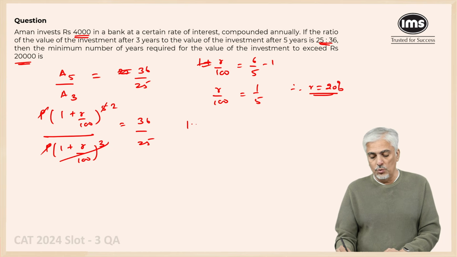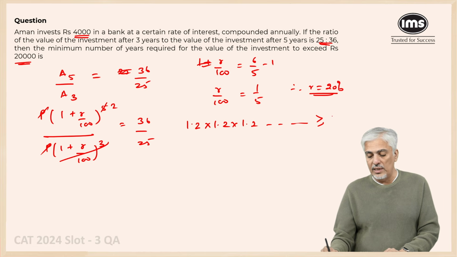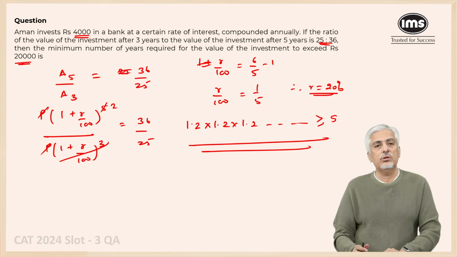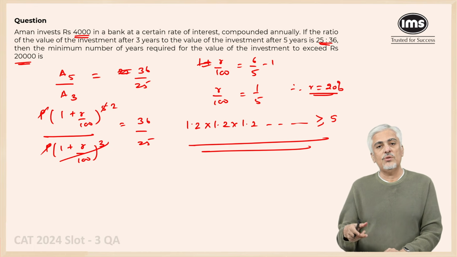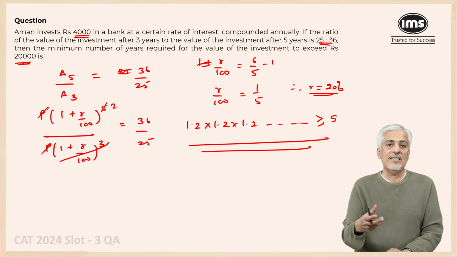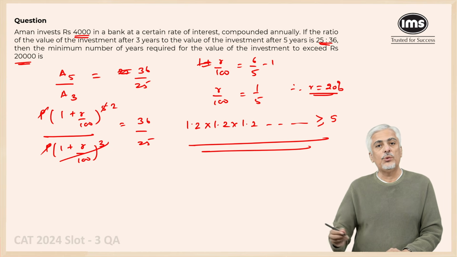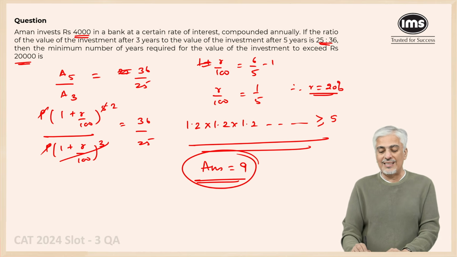So in short, you have to do 1.2 into 1.2 into 1.2. How many times does the answer become greater than or equal to 5? Because you wanted the investment to become, no need to even take 4,000. You just had to make it greater than or equal to 5. And you will realize when you do this, even if you have a regular calculator, if you have a scientific, you can use scientific. CAT has announced that they will give you a scientific calculator. But otherwise, you just have to keep multiplying 1.2 into 1.2 and you realize that the answer you're looking for is 9. Bad luck, there were no options for this question, which made it slightly difficult.